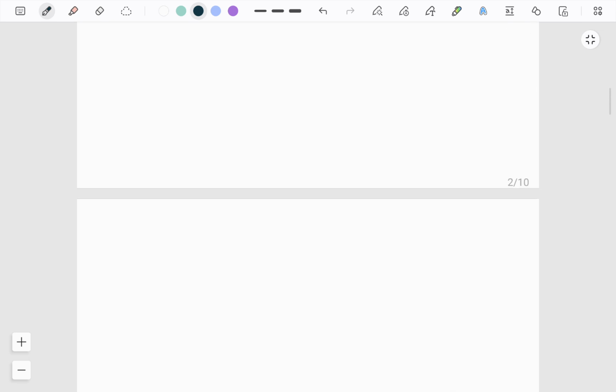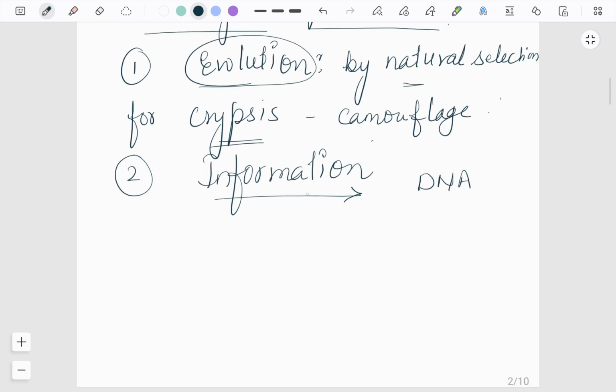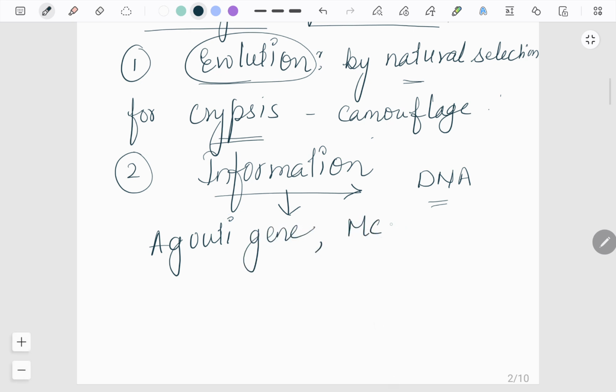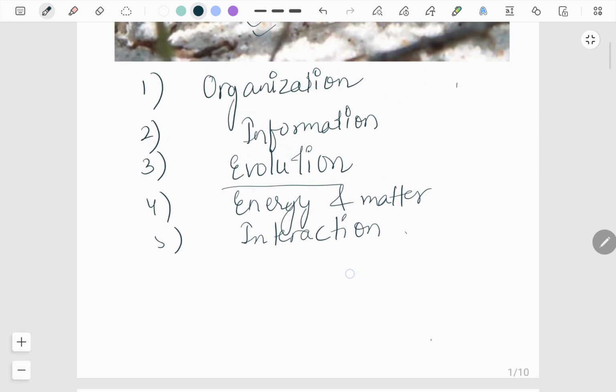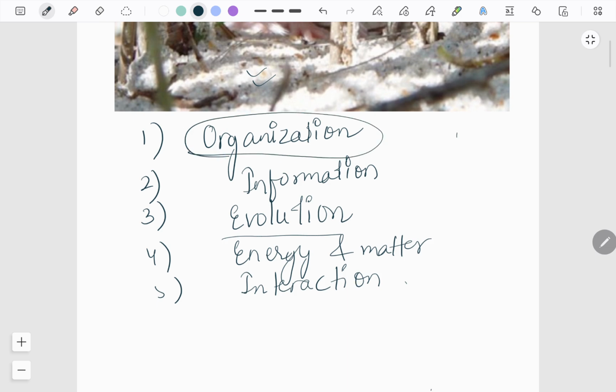So it will be tough for predators to see this mouse. And the information stored in DNA, here two genes are important. One is agouti gene and another is MC1R gene. Both things we will study in the third thing, that is organization.